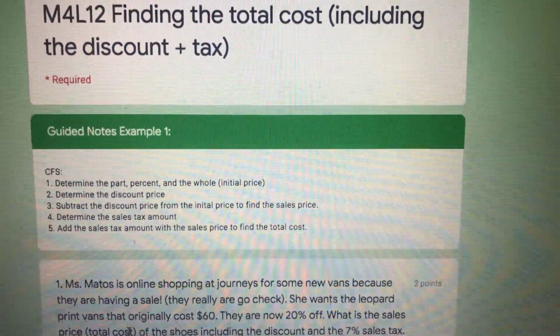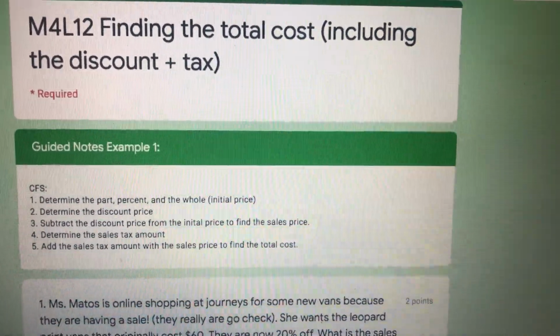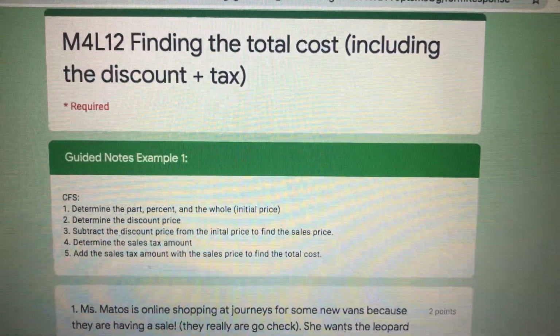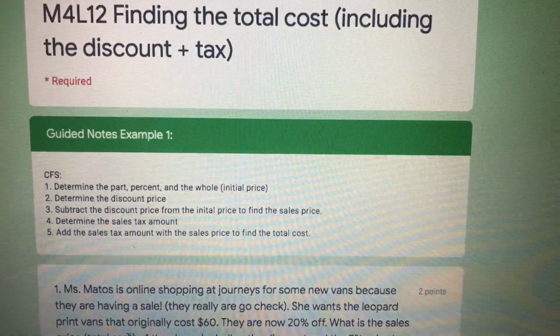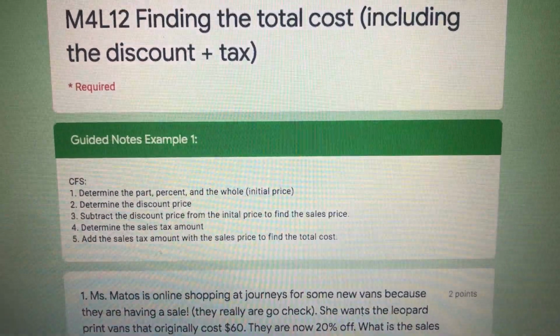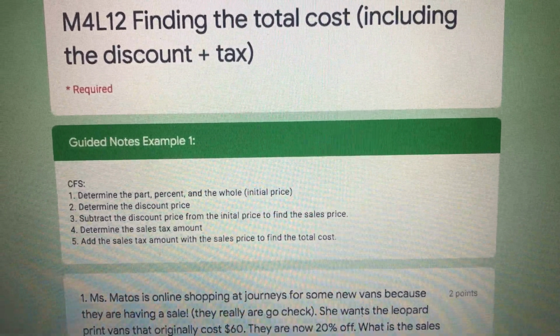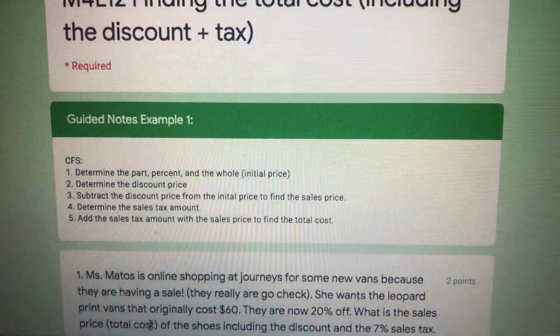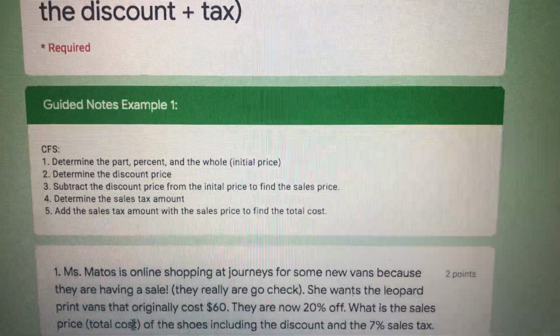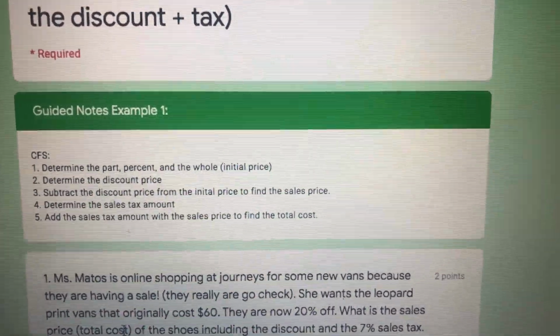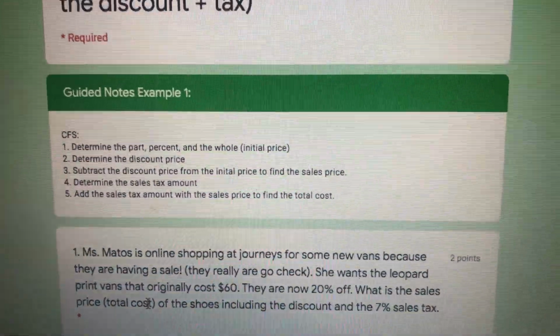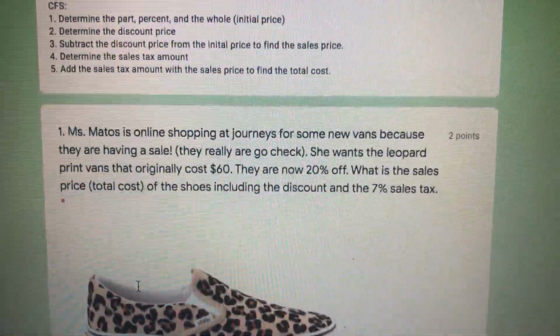Alright, so today's lesson is going to be finding the total cost, and it's going to include finding the discount plus the sales tax. So it's basically what we learned last week all together in one problem. There's a few steps to this, okay? But it's nothing that you haven't learned before.